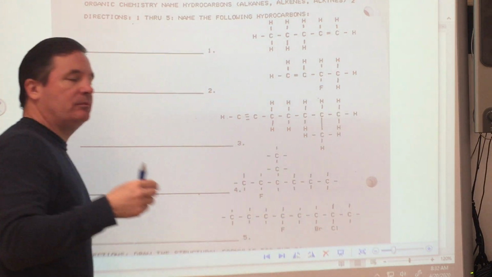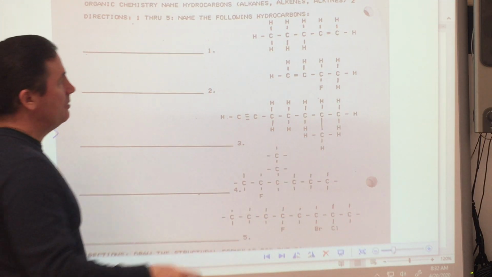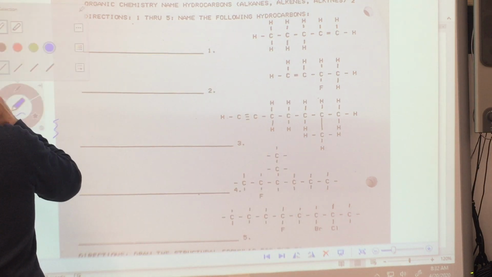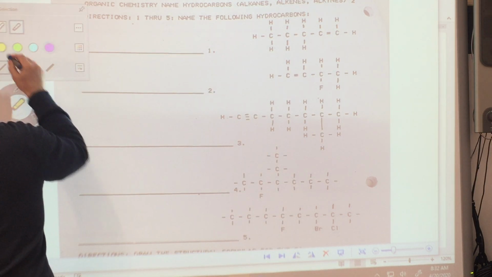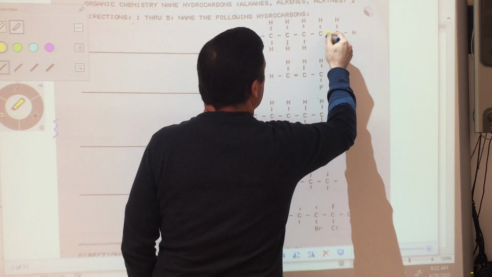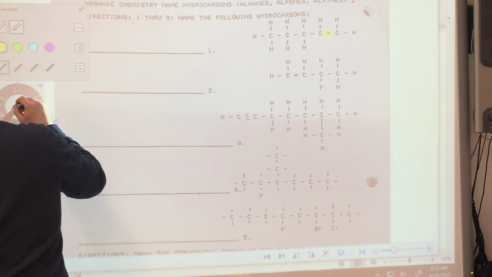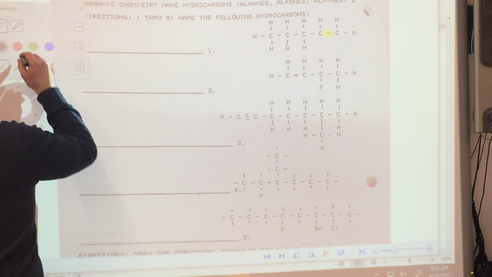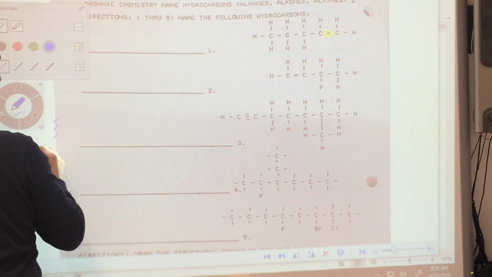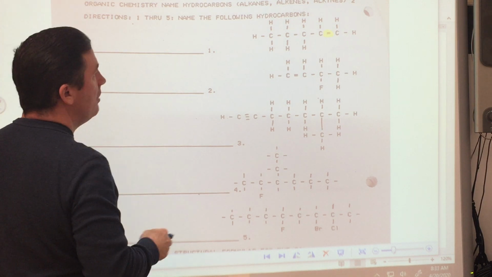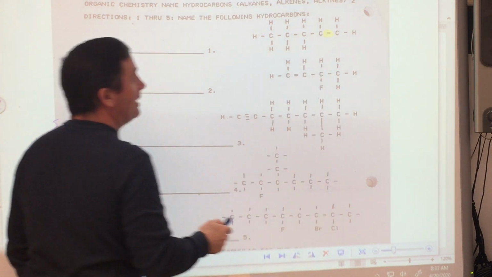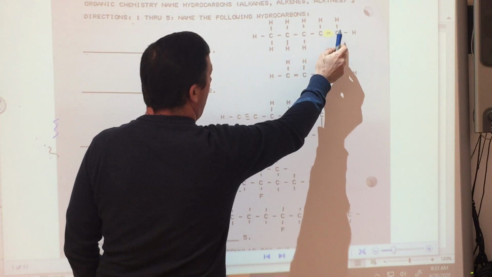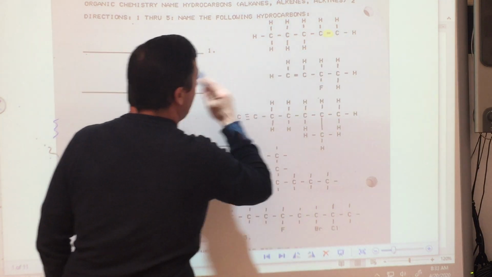Step one, do I have any double or triple bonds? Well, I've got a double bond right there. There it is. So, since I do have that double bond, that tells me that I've got an alkene of some sort. So how many is my longest carbon chain? 1, 2, 3, 4, 5.